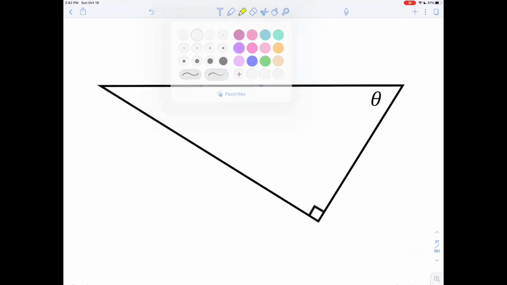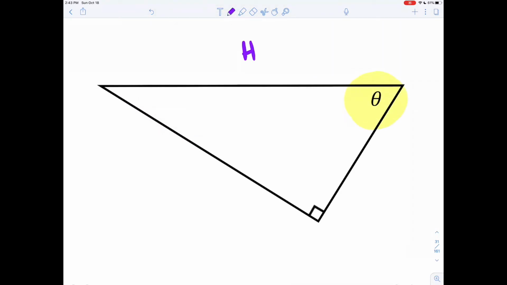Last but not least, we have my angle theta over here. My hypotenuse, I'm always going to start off with that. It's personal preference. You do you. But it's directly across from my 90-degree angle. It's also the largest or longest side of my triangle.